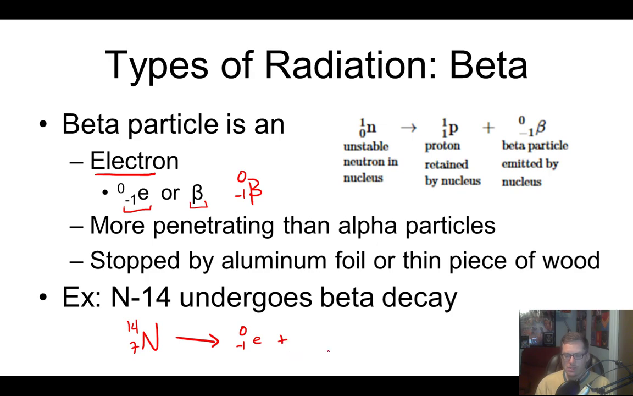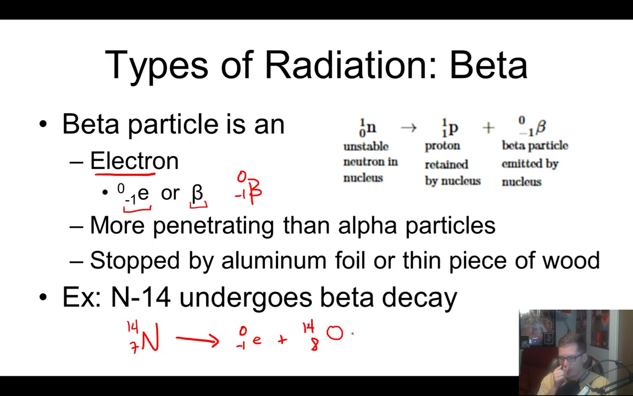Then we do the same thing: make sure that our numbers on either side of the equation equal each other. We've got a 14 up here on the left side and a 0, so that means we need a 14 here. Then here we've got a 7 and a -1, so that means this needs to become an 8. You see that? Because 8 minus 1 equals 7, or -1 plus 8 equals 7. Either way, this becomes oxygen.